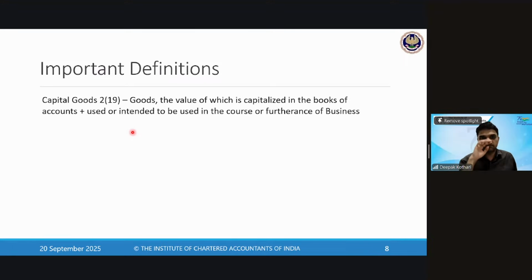They are capital goods. Basically, the goods which you will capitalize in your books of accounts. Which one you will capitalize? That which you will put in your fixed assets register. So those assets which you keep in your fixed assets register and which you will use for your business, they are called capital goods.